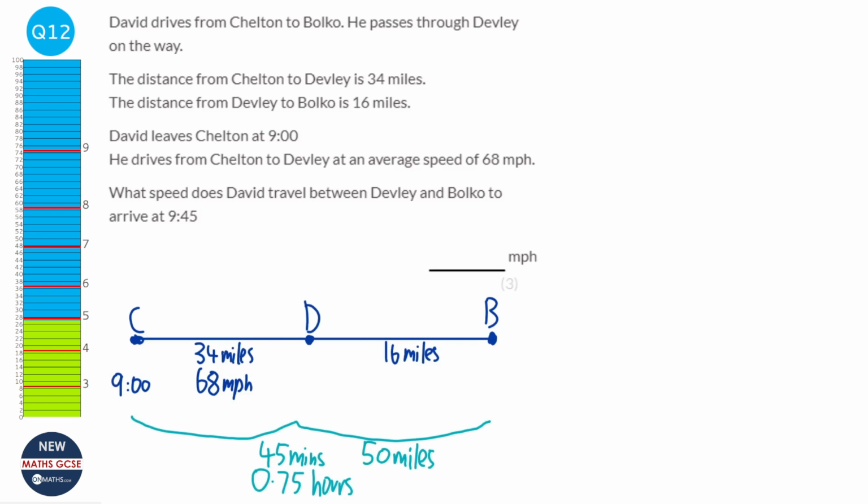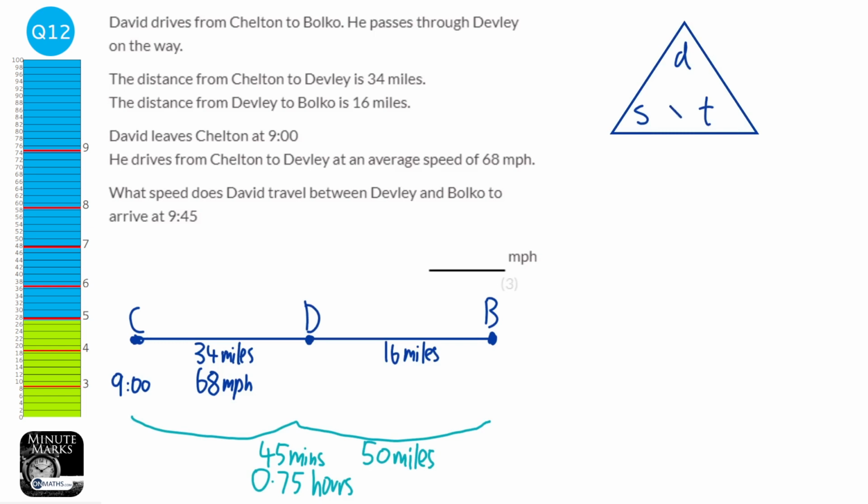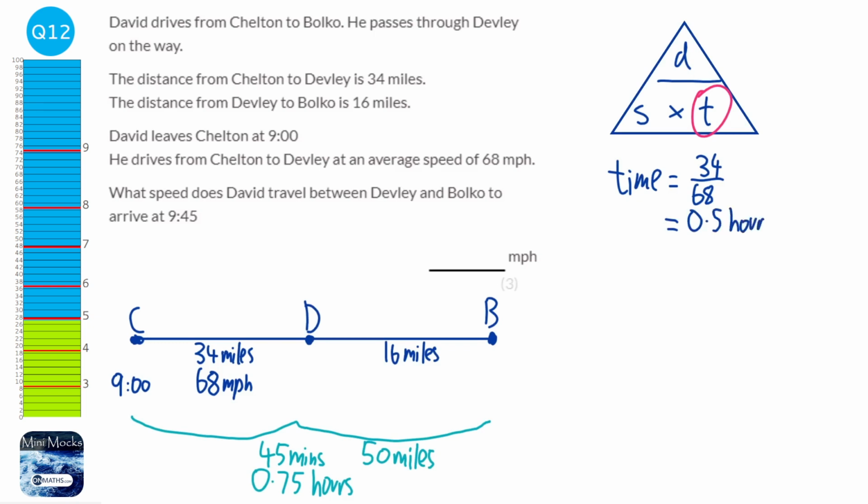Okay, now having a look at this, we need to find out what time David was at Devley. So we're going to use our speed distance time triangle. So speed equals distance over time, and we're covering up the time because that's the one we want. So it's going to be time equals distance, which is 34, over speed, which is 68. So we're going to do 34 divided by 68, which is 0.5. So it would be 0.5 hours. So that would be half an hour. So we will be at Devley at 9:30.